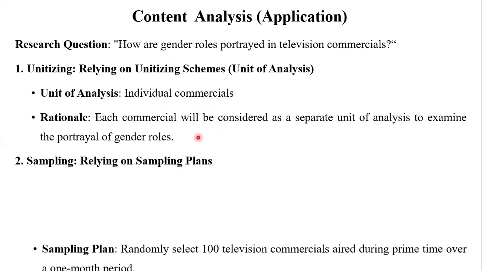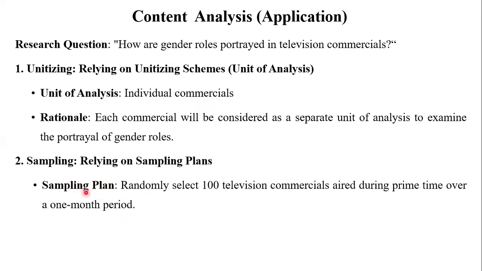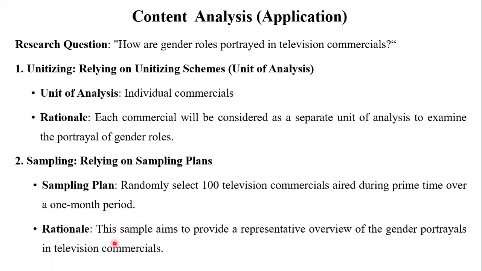The second step would be sampling. Here, the sampling plan would be random sampling, and we randomly select 100 television commercials aired during prime time over a one month period. So we would see how genders are portrayed using randomly selected commercials. The rationale is that this sample aims to provide a representative overview of gender portrayals in television commercials.